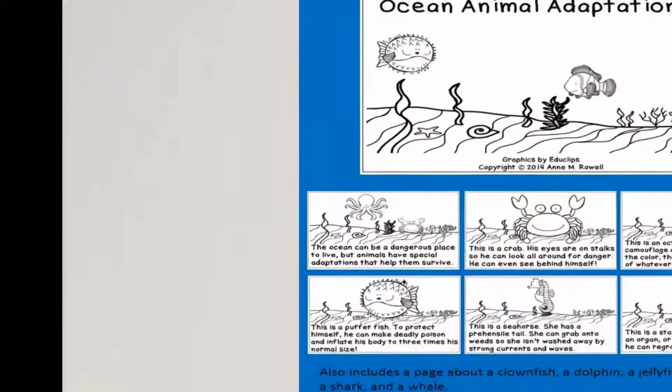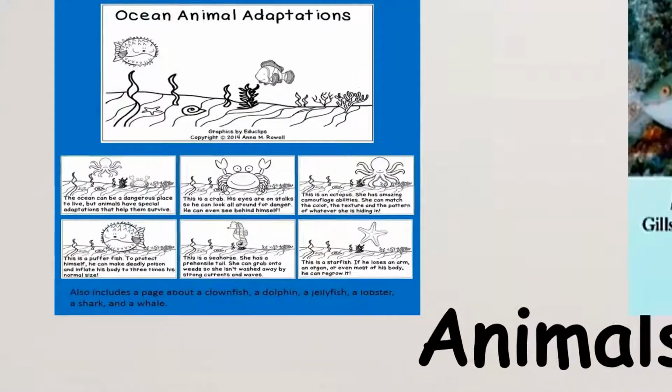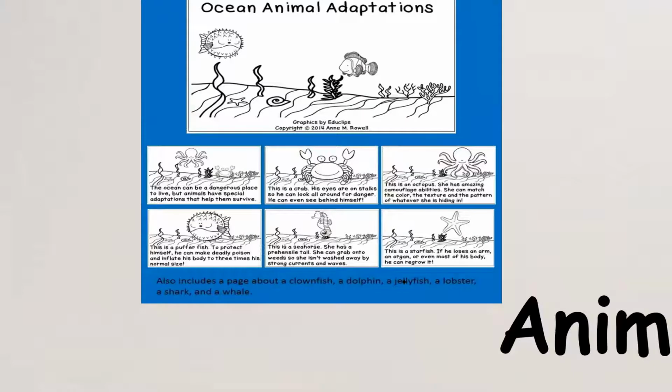And I liked one of the adaptations, especially on the crab. It says, this is a crab. His eyes are on stalks. I never thought of that. So kind of like Jar Jar Binks, if you've seen Star Wars. This is a crab. His eyes are on stalks, so he can look all around for danger. He can even see behind himself.